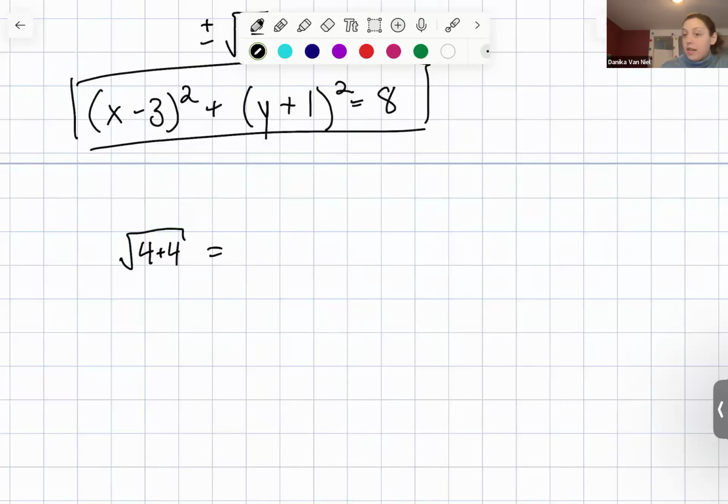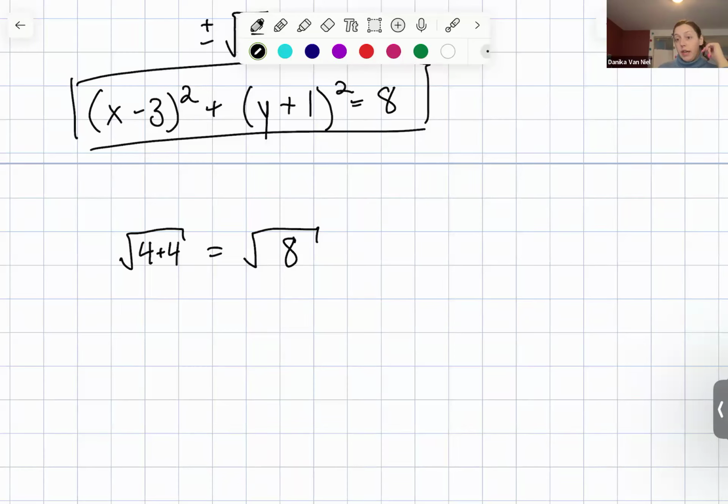I'm not distributing that over addition, right? I'm doing square root of 8. Oftentimes students like to simplify stuff more, and that's fine. I'm happy with you to leave it as square root of 8. I'm happy with that. We can simplify this, okay?